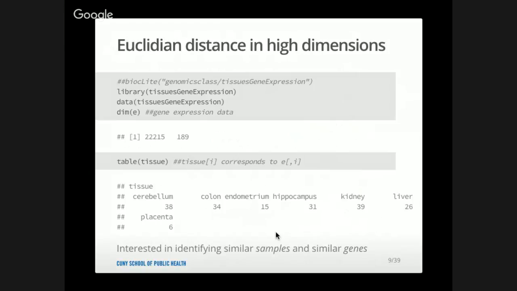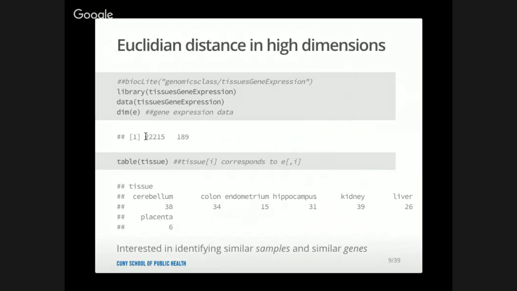Euclidean distance extends readily into high dimensions. So it's not so easy to visualize, but the calculation is essentially the same. And I'm going to demonstrate it here with this data set, the tissue gene expression data set. I'm going to use this for all of the examples today.